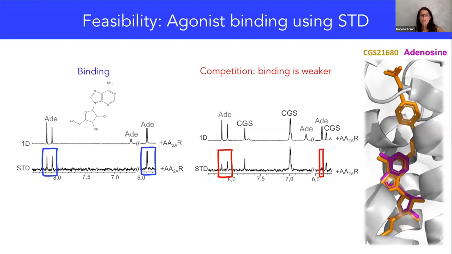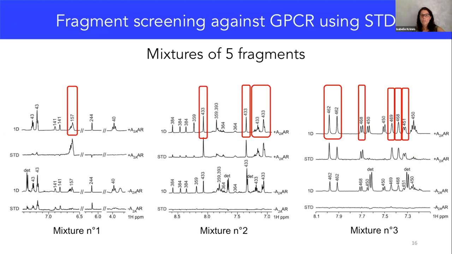And so we used these STD experiments to try and perform a fragment screening. The first idea was to do a mixture of five fragments. So how to do that? We just mix five fragments with a GPCR, the adenosine receptor, in micelles.